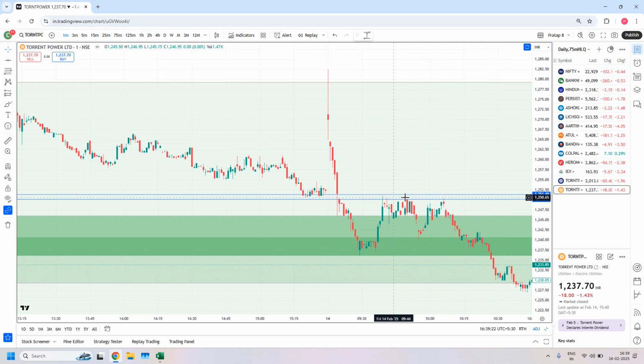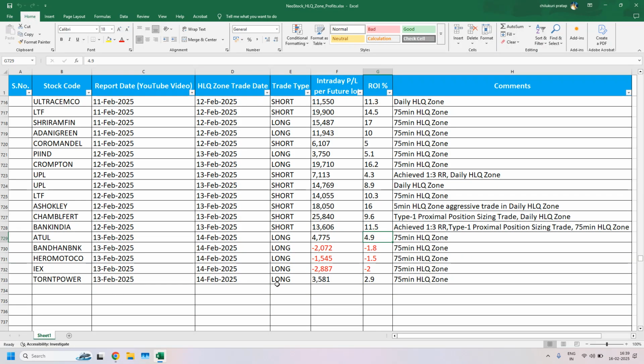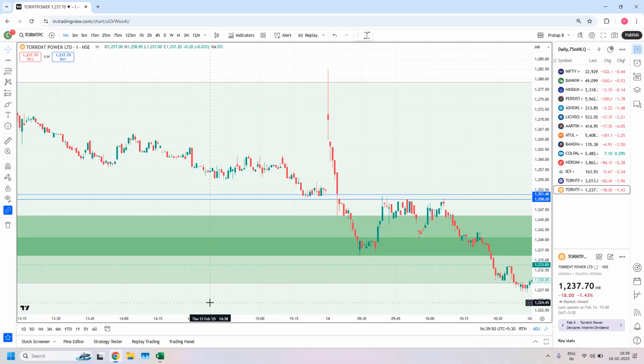So if you would have booked your profit here, Torrent Pharma would have given you a profit of 3,581 rupees, which is 2.9%. Some 2.94 is there, close to 3% I can say, but I rounded it to 2.9. So this is about Torrent Power. And 3 more stocks were stopped out today. First one is Bandhan Bank.